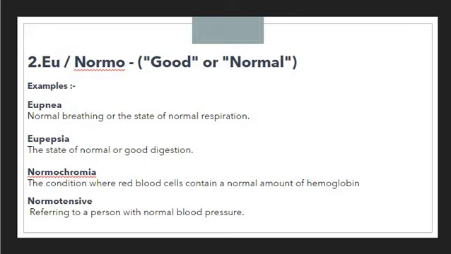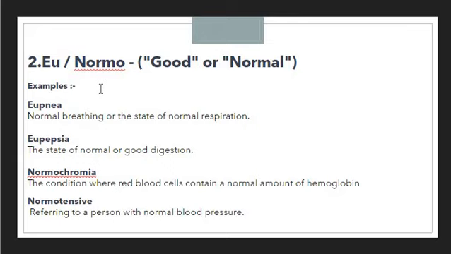Let's see the examples. I have noted down examples because usually we learn that a prefix is used, but without learning about the examples we are not pretty sure how to use it or how to understand it. So I have noted down a couple of examples, which will help you understand things properly. As I said, eu and normo are used to make a sense of good and normal.